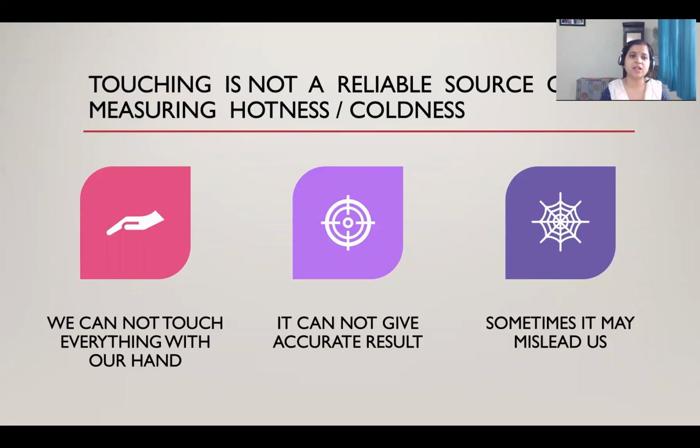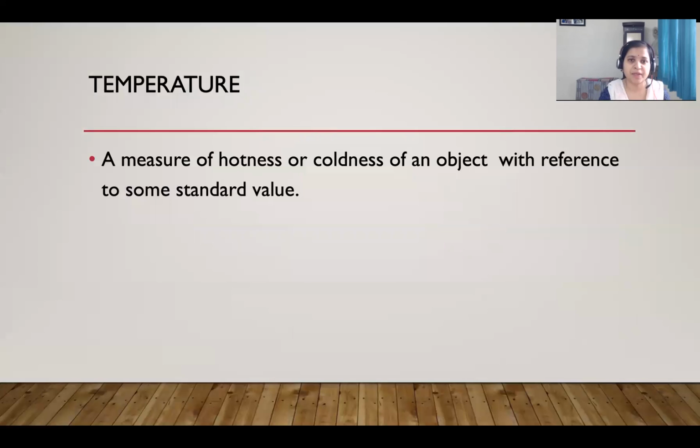So what is the reliable source of measuring the hotness or coldness? That is the temperature. So temperature is the measure or degree of measuring the hotness or coldness of an object with reference to a standard value. This temperature, when we provide heat to an object, the temperature will increase and the object will become very hot.